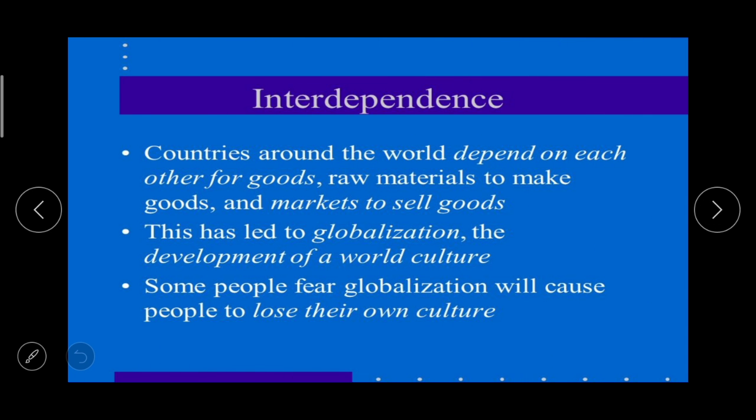Countries around the world depend on each other for goods, for raw materials to make goods, and markets to sell goods. Now these three things exactly explain the concept of the global market, that is, how the countries in the world are dependent on each other and for which things. The first one is goods.